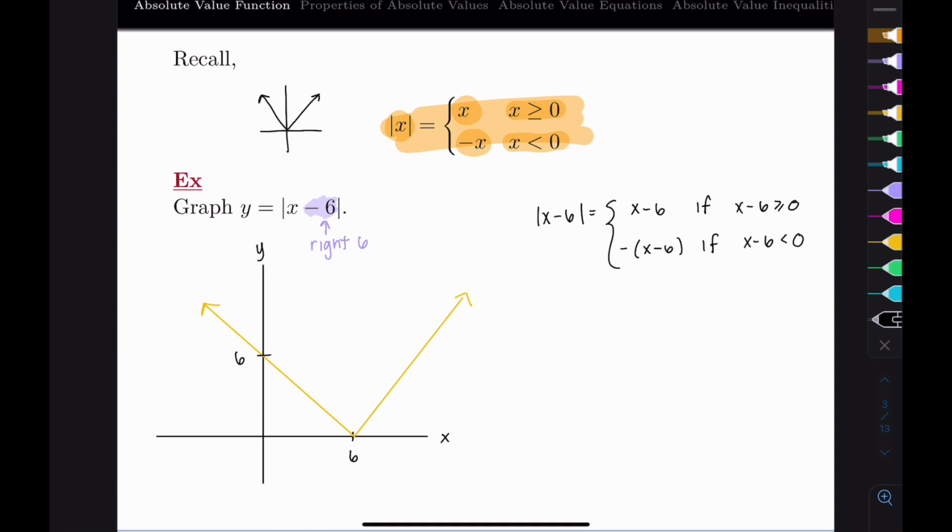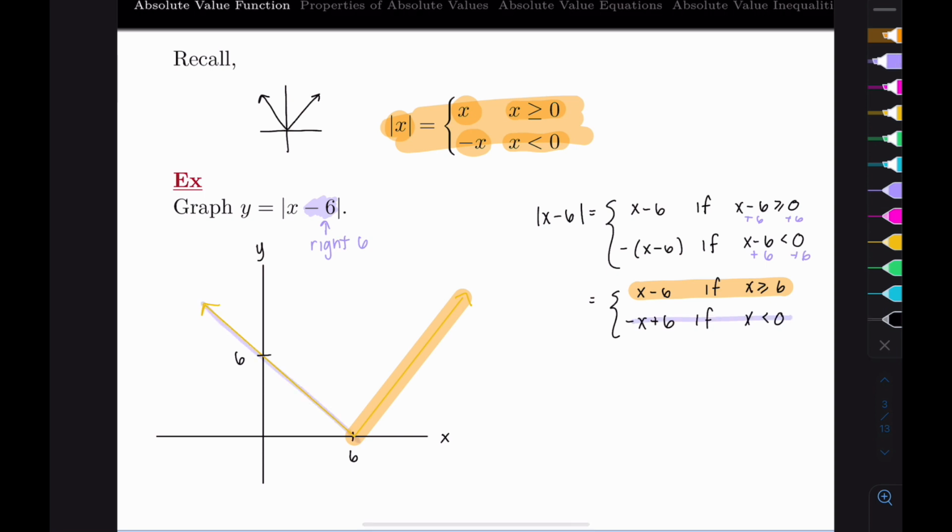Okay? So it really creates, again, two separate lines. The first piece, we do absolutely nothing, but we can go ahead and add 6 to the other side of each of these inequalities. So we get exactly what we had on the inside if x is greater than or equal to 6. So that's this piece of the line. And then we have to change the sign, which gives us -x plus 6 if x is less than 6. And this gives us this other piece here. So you see it goes through the y-intercept at +6, and it has a slope of -1.